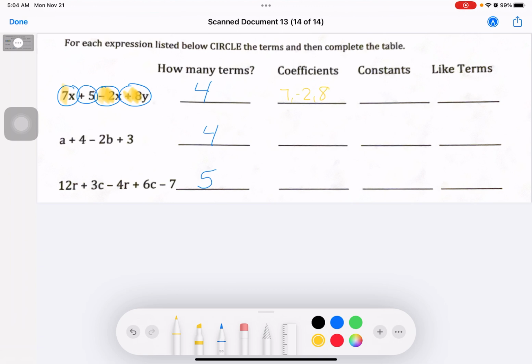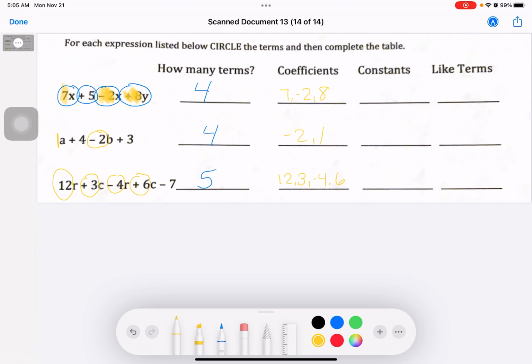What would be your coefficients in the next one? This one had a little tricky one. It had the -2, but did you also get the 1? Remember that if there isn't a number in front of a variable, then we can assume there's a 1 there, because 1 times the variable isn't going to change it. How about the coefficients in the last problem? If you said 12, +3, -4, and +6, you would be correct.